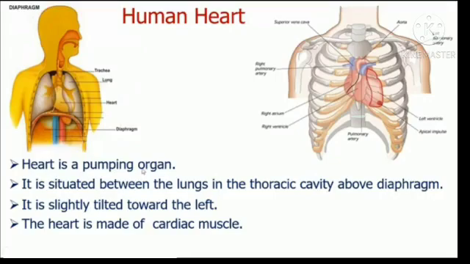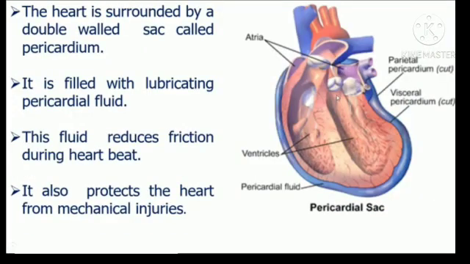The heart is made of cardiac muscle. The heart is surrounded by a double-walled sac called the pericardium. It is a cover of the heart. It is filled with lubricating pericardial fluid. This fluid reduces friction during heartbeat. When the heart beats lub-dub, the heart doesn't have any friction, and that is prevented by the fluid. It also protects the heart from mechanical injuries.